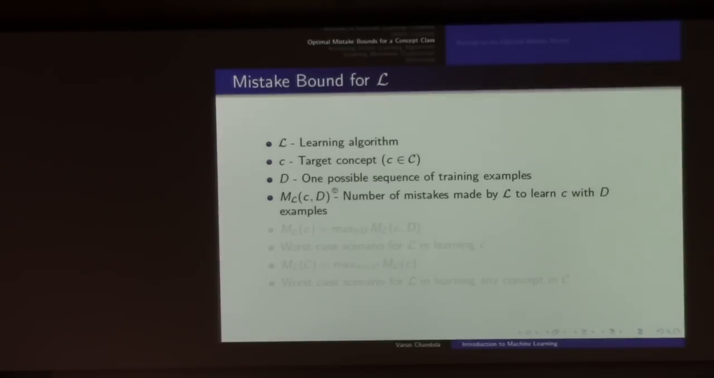So what we do is we take a max of this. We say for all possible training data sets that you can get, what is the worst case scenario? What is the worst mistake?